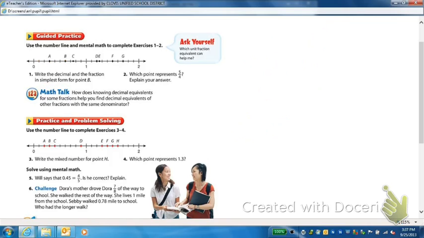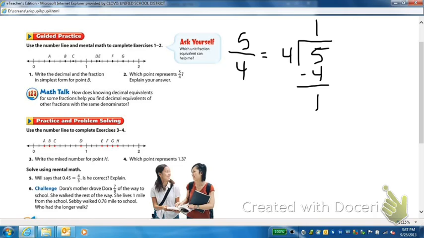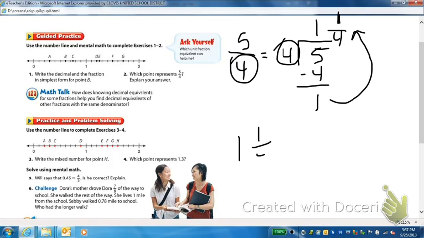Number 2, which point represents 5/4? Explain your answer. Well, first, 5/4 is an improper fraction, so we have to change that to a mixed number. Again, this is going back to what we did in chapter 2. We divide the numerator by the denominator, so 5 divided by 4. 4 into 5 goes 1. 5 minus 4 is 1. And your remainder becomes your numerator. Your denominator is going to stay the same. So that's 1 and 1/4.